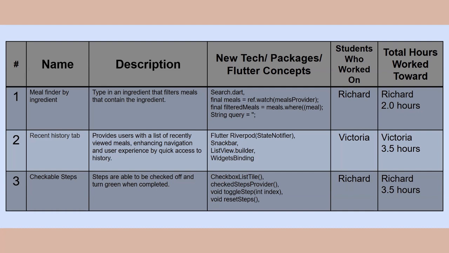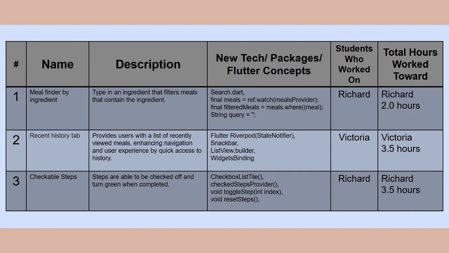For our next feature, we have the Recent History tab. This basically displays a list of meals that the user has recently viewed. And if the user wants to go ahead and delete the list of their history view, then they have the option to do that on there. We added the Flutter Riverpod, the snack bar, the list view builder, and the widgets binding.